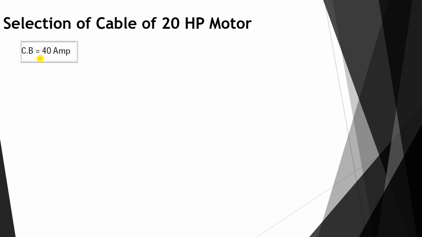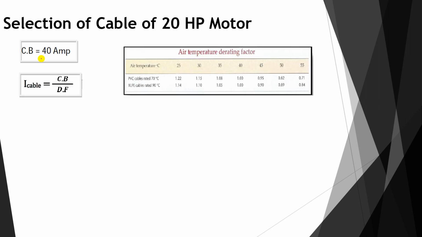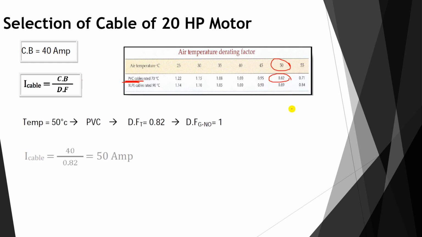Now we have the circuit breaker, we need to select the cable. So again, the cable current is the circuit breaker divided by the rating factor. As you can see, the same idea, we have 50 Celsius degree. We are going to use PVC cables, not cross-linked polyethylene, so we'll use this factor 0.82, same as before. So I cable equals circuit breaker divided by 0.82. So we'll have 50 ampere.